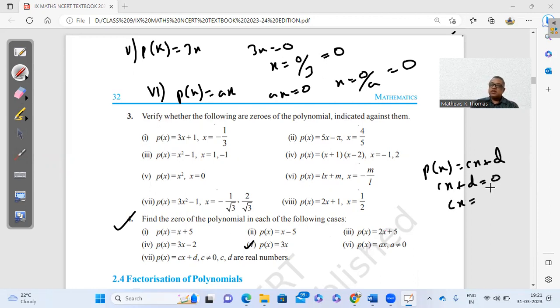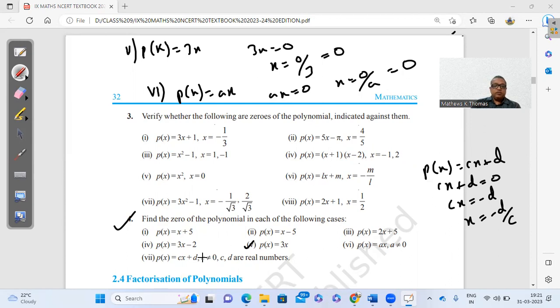So here we have the seventh part, that is P(x) is equal to cx plus d. Equate the polynomial to 0. Cx will become minus d, the plus d transfers to the right side. So x value is minus d by c. So the question is find the 0 of the polynomial. When I put x as minus d by c here, then the answer will be 0. So this is how we find the 0 of the polynomial.